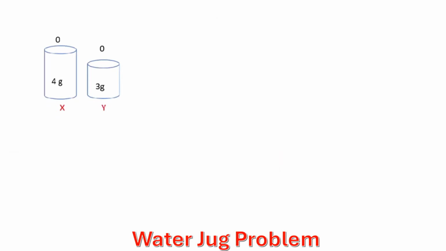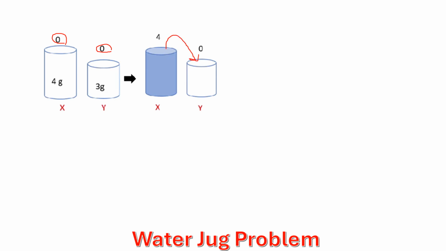Assume x and y, as I said, x is the 4-gallon water jug and y is the 3-gallon water jug. Initially, these two are empty. That is represented as x is equal to 0 and y is equal to 0. Then we can fill the 4-gallon jug with 4 gallons of water. Now x is equal to 4, y is equal to 0. What you can do is pour this water into the other jug. Now we have 1 gallon of water in the 4-gallon jug. The remaining 3 will be poured into the 3-gallon jug.